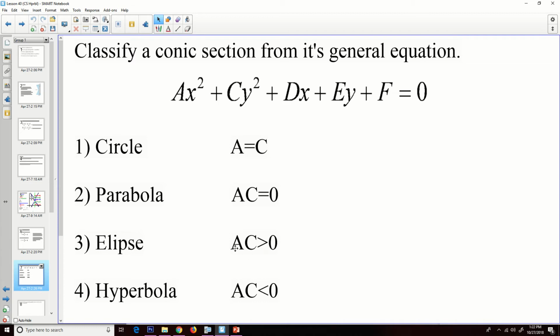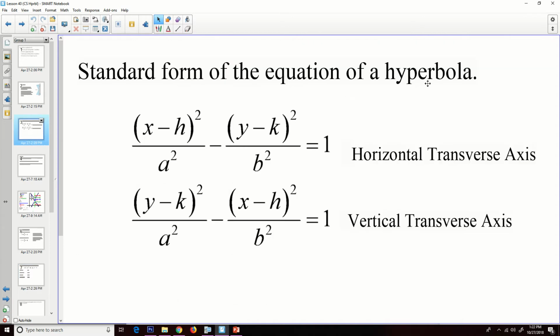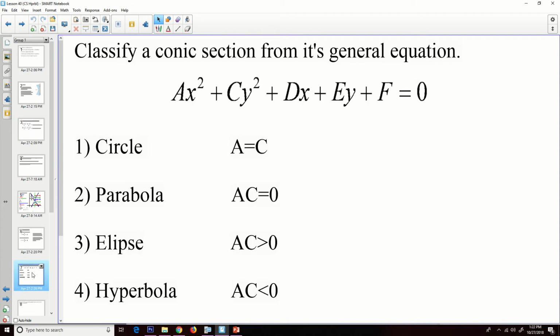It's an ellipse if when you multiply A times C you get a positive, and it's a hyperbola if when you go A times C you get a negative. And that has to do again with the standard equation of a hyperbola having this subtraction in between, whereas in an ellipse you'll have a positive value.